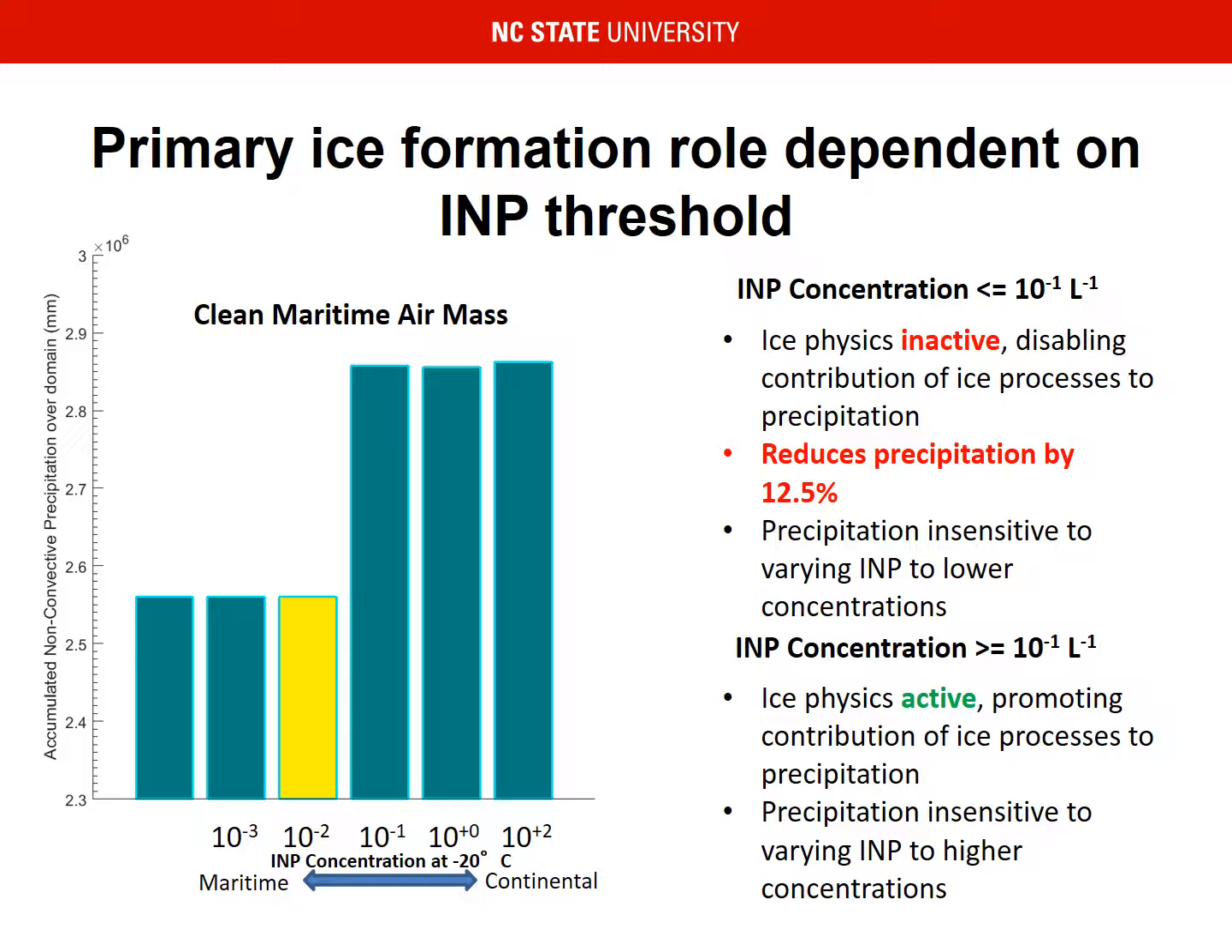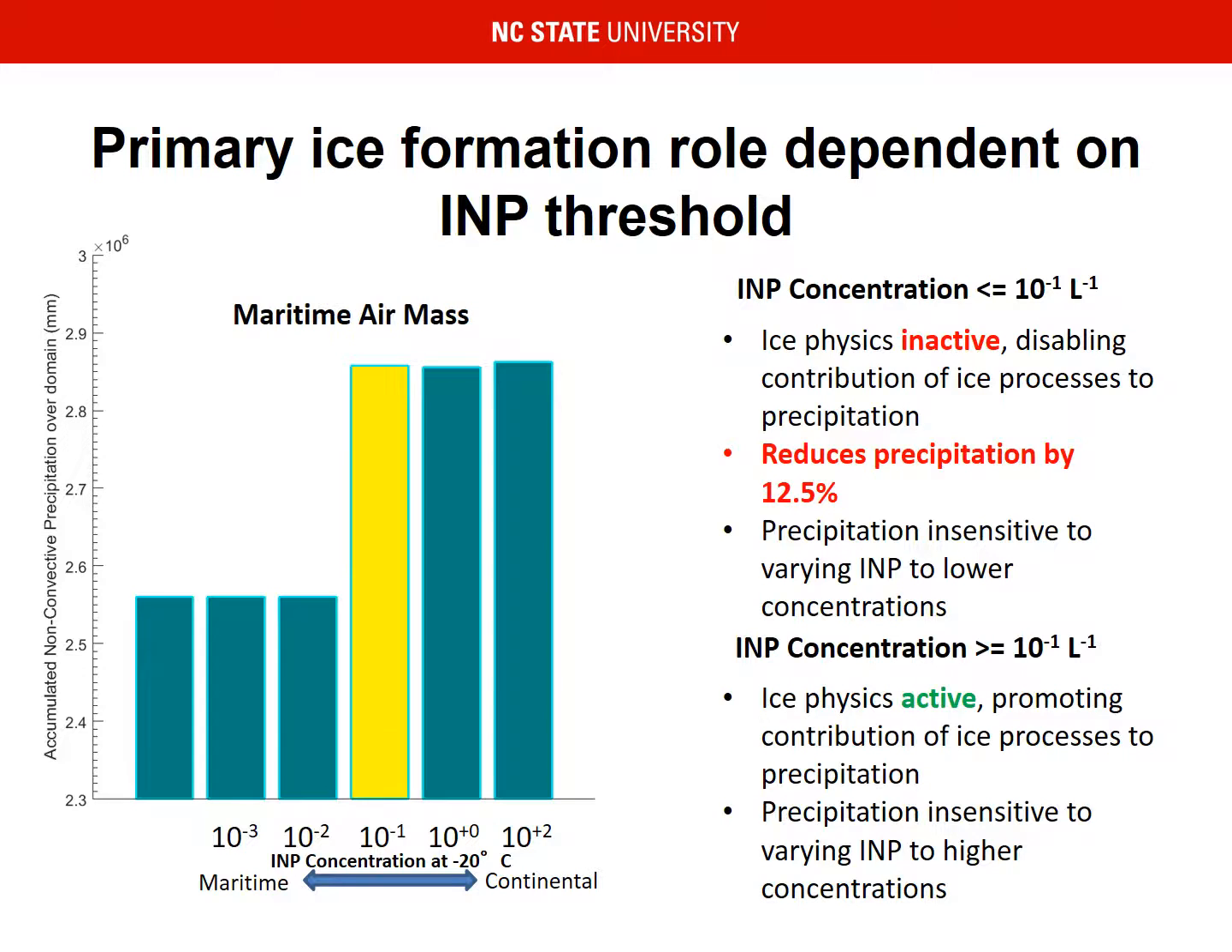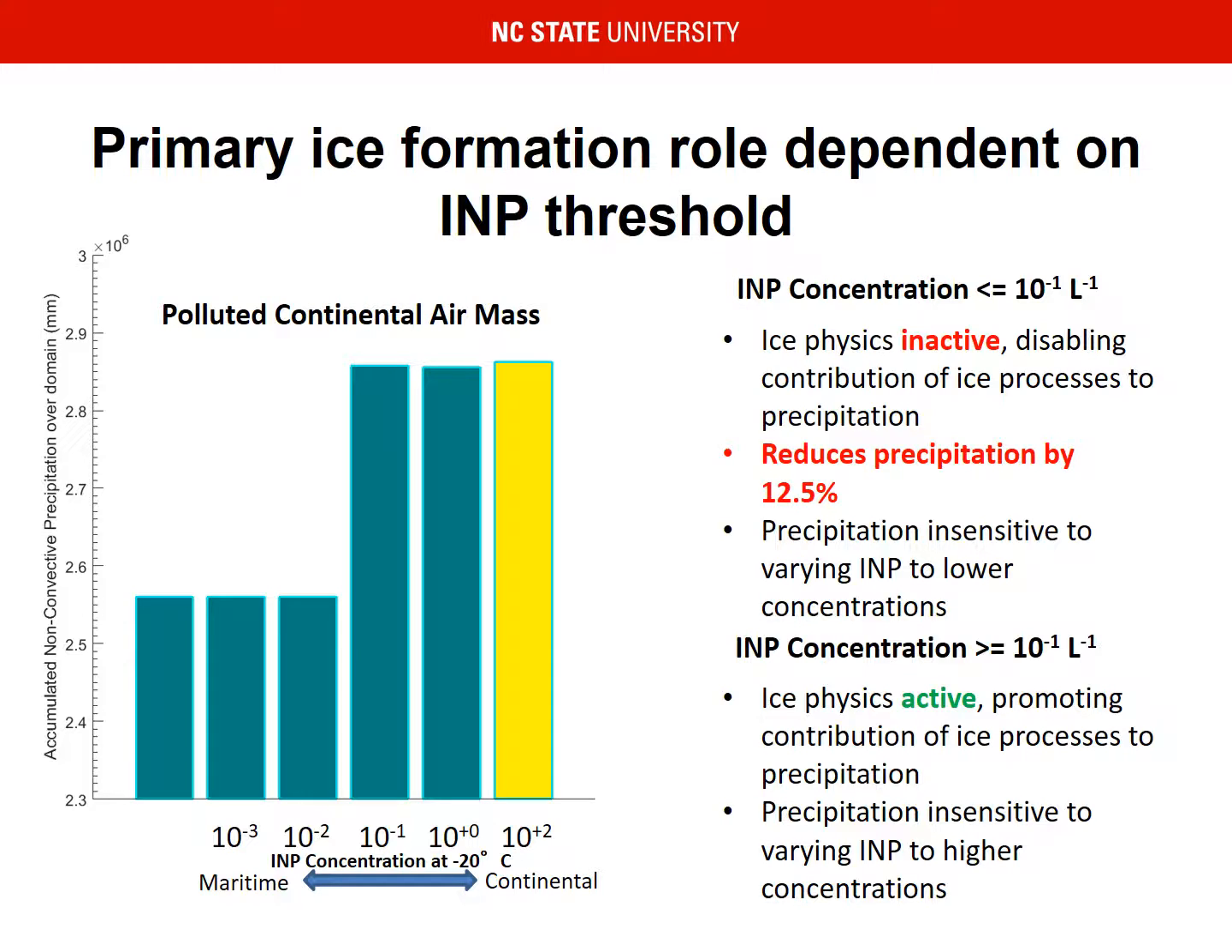But once we get to a certain INP concentration, or a certain threshold shown with the maritime air mass, we do see the cloud physics becoming active and contributing to the accumulated precipitation. We see that bump along the y-axis. But with any further increase in the INP concentration, going to a continental air mass or a polluted continental air mass, we see no sensitivity, no additional contribution of precipitation.